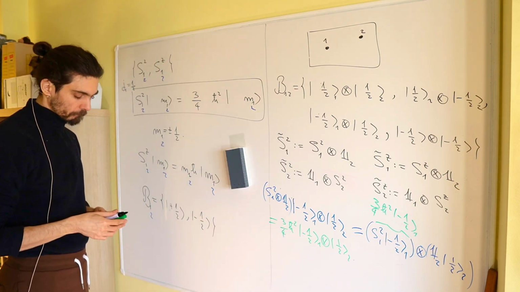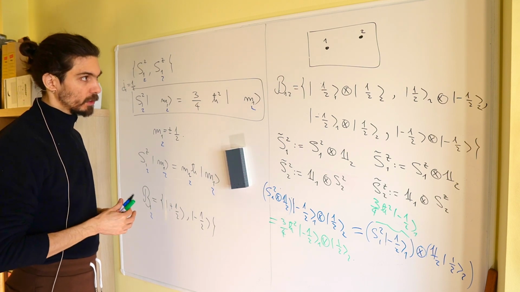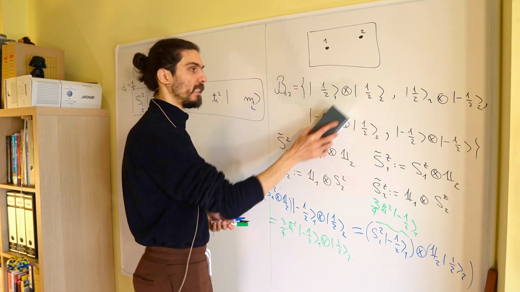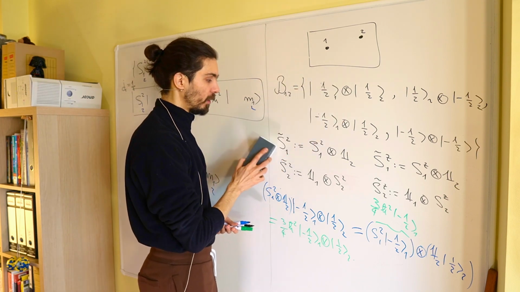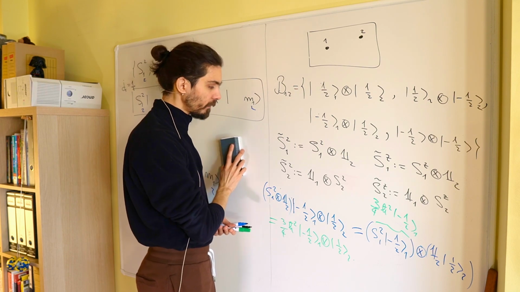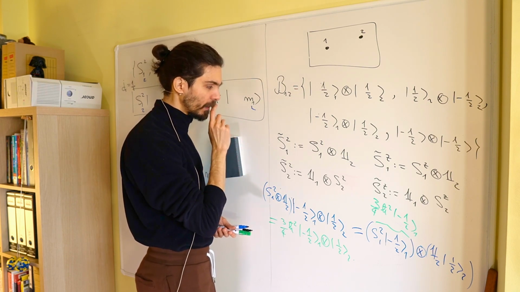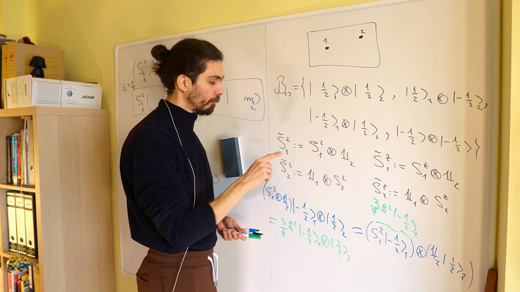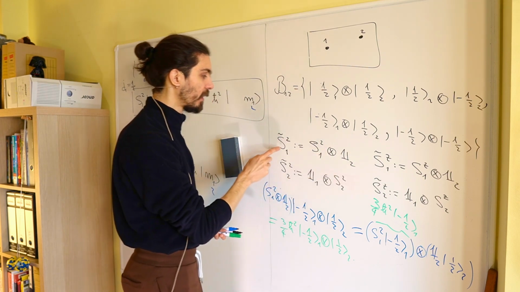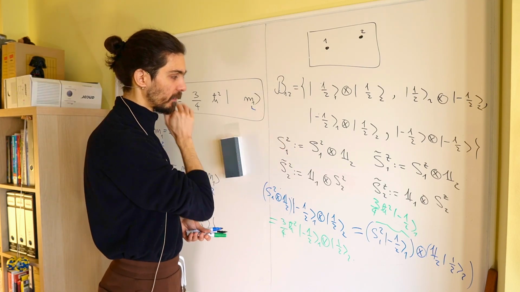Now, let's organize this basis into a picture. And before I do that, let me just say something else. From now on, I'm going to suppress this tilde. I'm going to use the notation S1 squared without a tilde here.